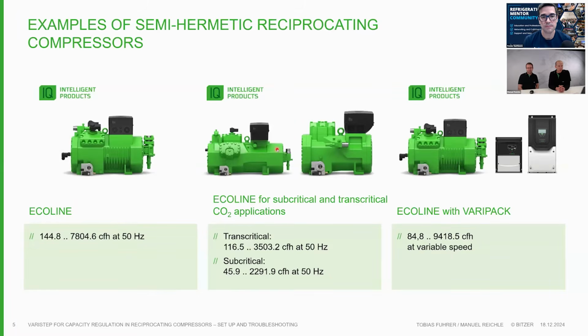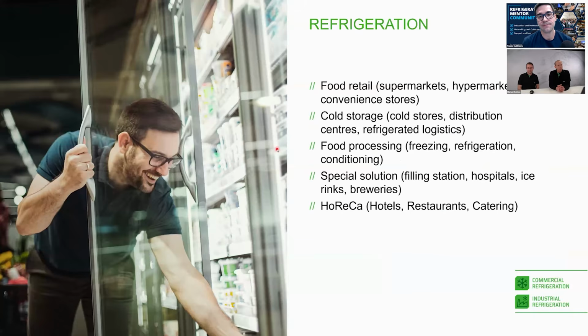So the Ecoline CO2 compressor series for sub and transcritical CO2 applications, and those come as 2, 4, 6 and 8 cylinder models, and pretty much all of them can have the Varistep, so mechanical capacity control or unloading, what some people call that, to really give a good balance between the system and the suction groups.